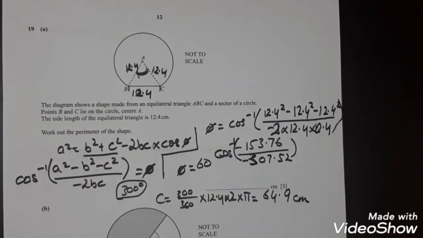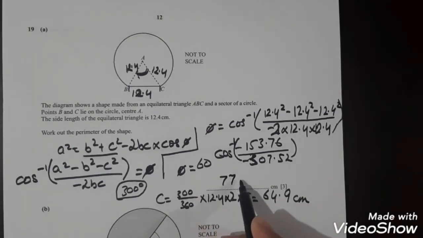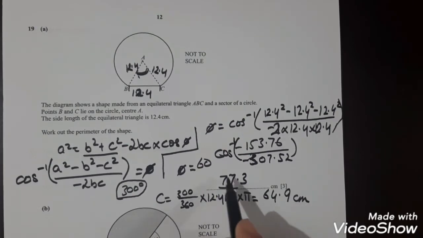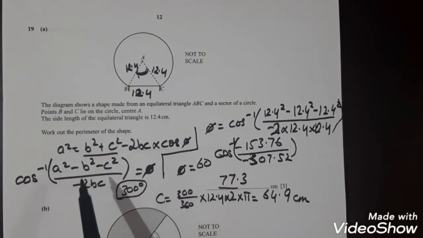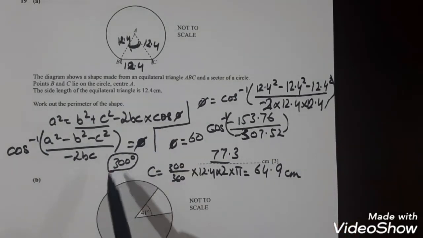And then we will add 64.9 plus 12.4 plus 12.4, which will be 77.3 centimeters, and this is the final perimeter of this shape. So this is the whole equation that you have to do to calculate the perimeter of this shape.